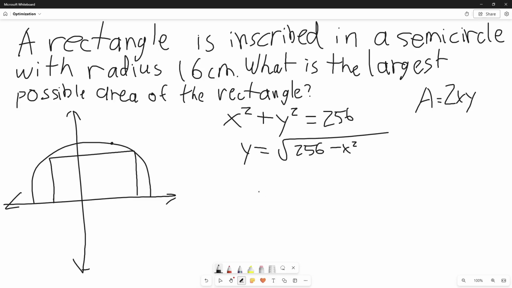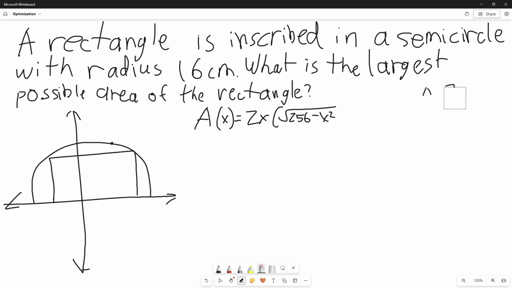And we already have y in terms of x, so we can rewrite our area equation just replacing that. So let's write it as an actual function. A of x is equal to 2x times the square root of 256 minus x squared. And that's going to be the function that we're going to try to differentiate, because we're trying to find the largest possible area of the rectangle. Now we have our area in terms of one variable, and we can find A prime of x. And using the product rule, we can figure it out.